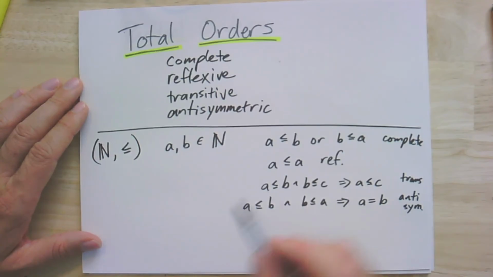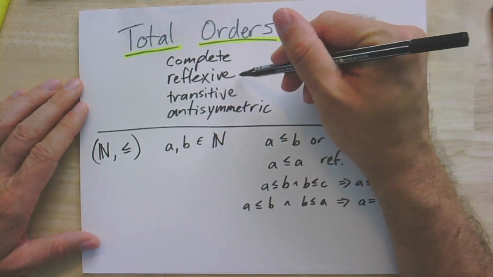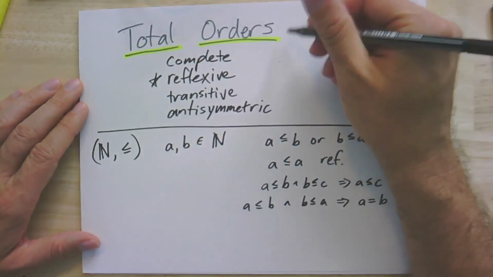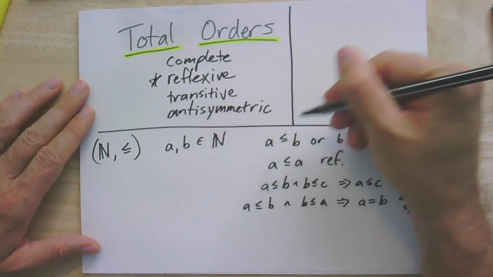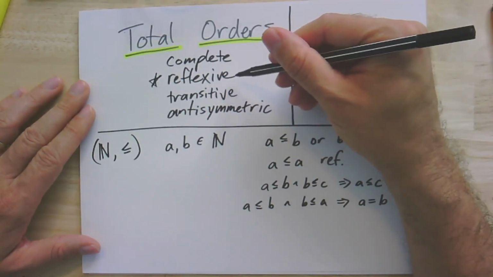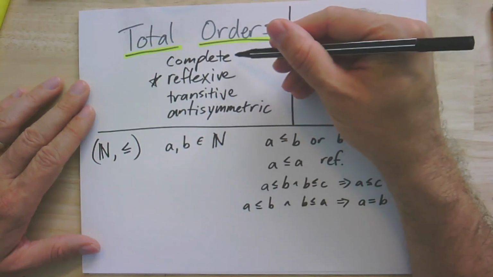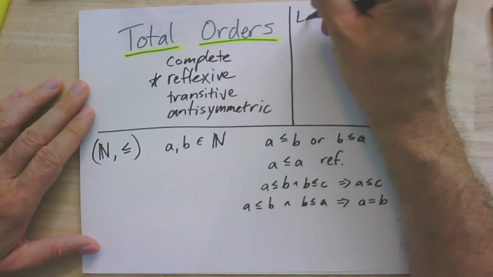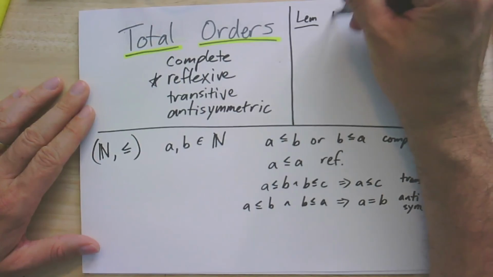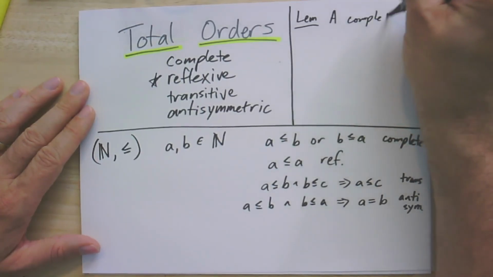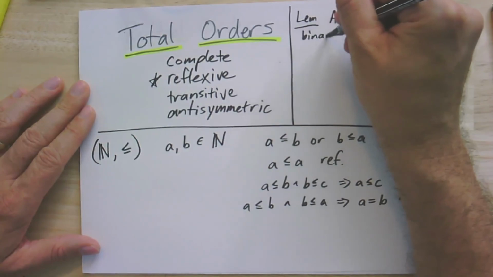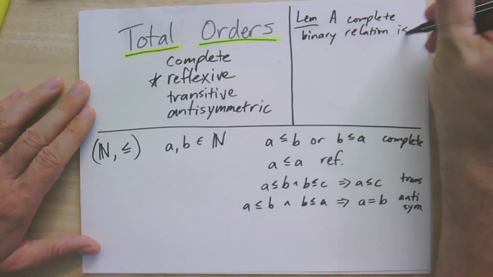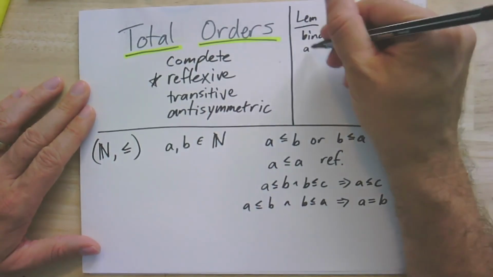Now, I listed these four properties here. I could have left this one off, which sounds a little weird because maybe it seems like it ought to be an important property. But when I say I could have left it off, I just mean that actually any complete binary relation is also reflexive. Let's just check this. I'll write it as a lemma: a complete binary relation is also reflexive.